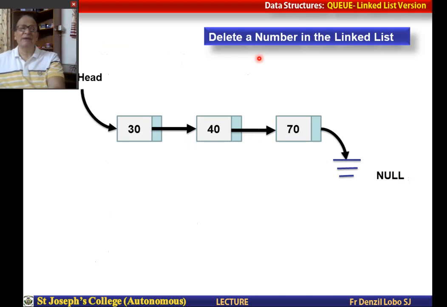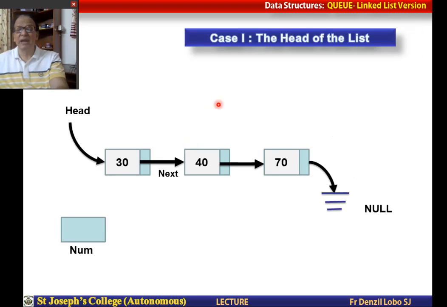So here, delete. Now, how to delete a number in the linked list? There are two possibilities. The number may be the first one, or the number may be any other number. So we have to be very careful. First, therefore, case 1, I would check whether the number is the head of the list. If the number is the head of the list, I take that number, the head number. Then I get the number here, for example 30. I put that number. Now I want to remove this node, the head node. That means this head has to point to head next.